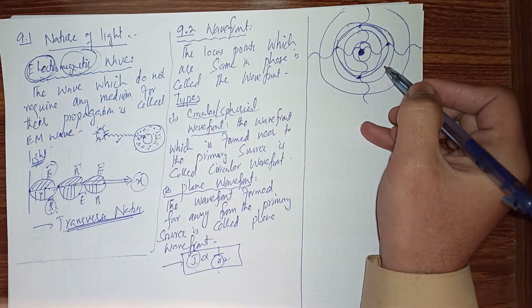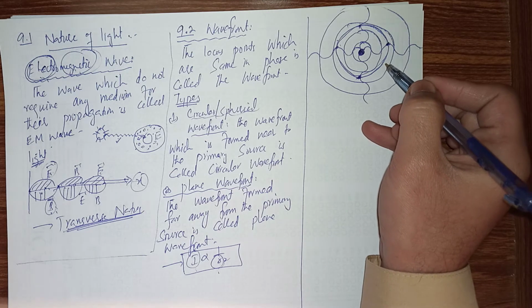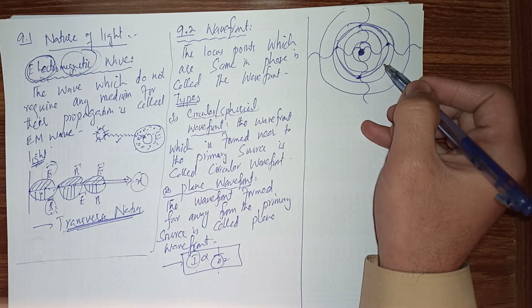So for the wavefront, when the locus points having same in phase, these points are called the locus points. These are called the wavefront.